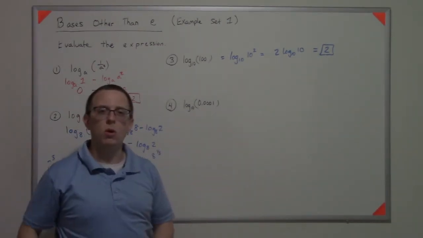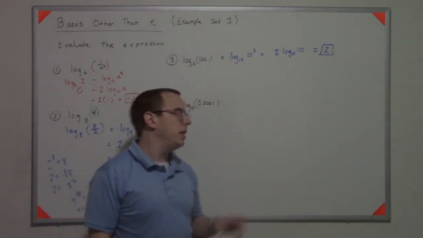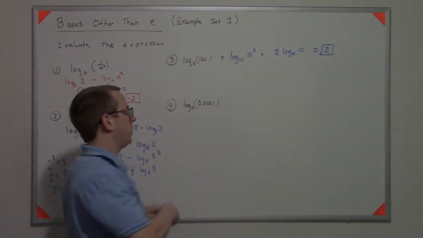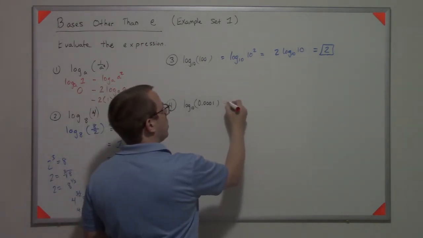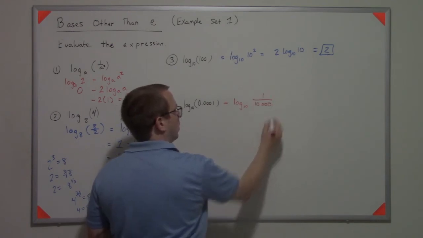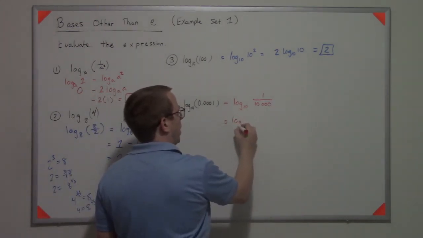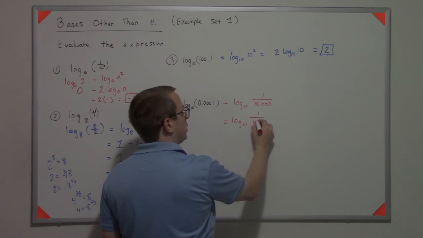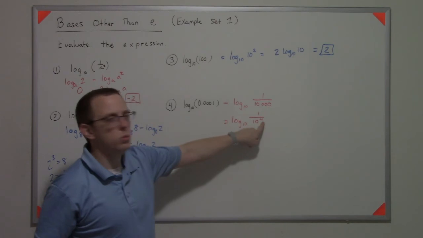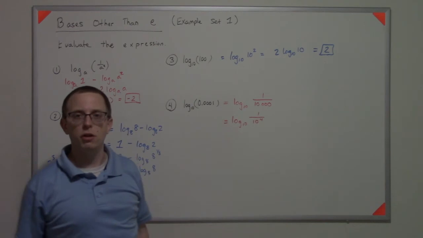But this one may be a little harder to think about: 0.0001. Well, let's see, that's 1/10, 1/100th, 1/1,000th, 1/10,000th. So that is log base 10 of 1 over 10 to the 4th. Now remember, when we're dealing with tens, you just count the number of zeros, and that's your power of 10, right? 2 zeros, 10 squared; 4 zeros, 10 to the 4th.